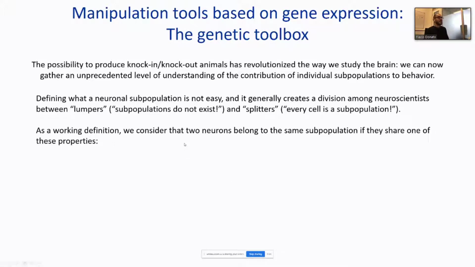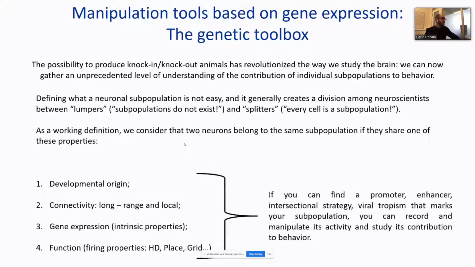Defining a subpopulation is not easy. You had this discussion last week during the course, right? You can divide a population based on many different criteria. That is when the neurons were born, from which mothers they were born, if you're talking about clones, at what time they were born, who they connect to, both locally or long range, what their intrinsic gene expression is, which influences the intrinsic properties like excitability and so on, or their function, right? The firing properties that we saw yesterday. We have divided a population into head direction cells, place cells, grid cells, and so on.